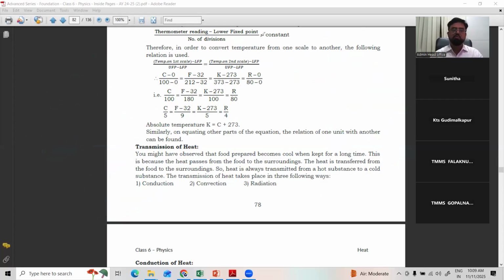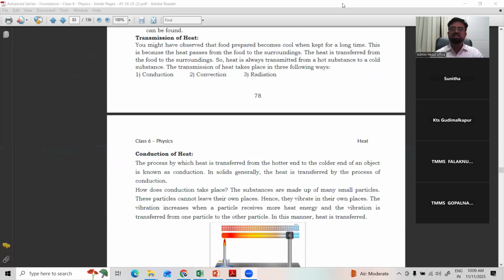So that's what we learned about temperature. Now, the last part of the chapter so far. It's a very big part. We'll come across it in higher classes. Transmission of heat. What is transmission? How heat transfers from one place to another place. Right.